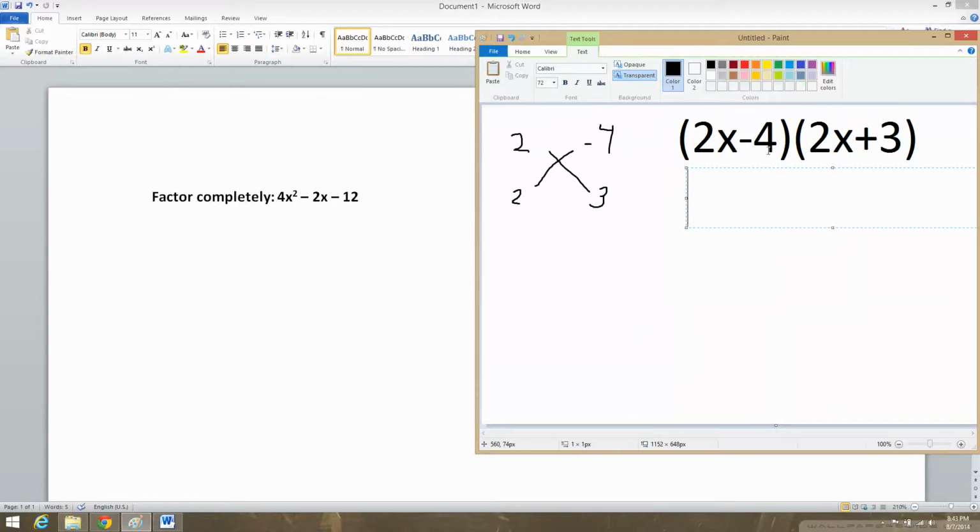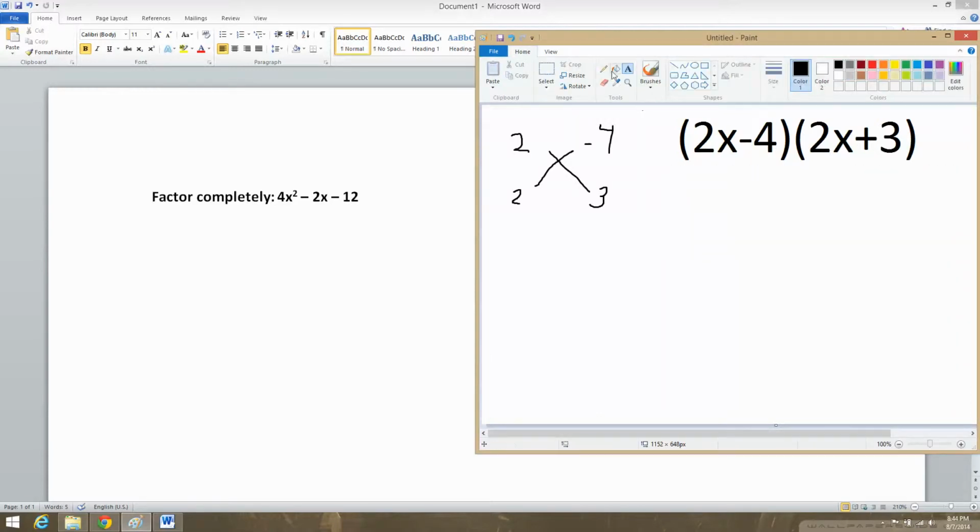So what we want to do here is find what makes each of these 0. Because if either one of these things inside the parentheses is 0, then the answer is going to end up being 0, and you want to find 0. Actually, never mind. The answer to this is right here. This is the answer to the question, because it says factor completely.